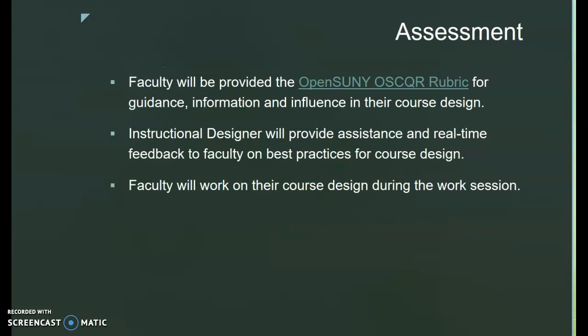Faculty will be provided the Open SUNY OSCAR rubric. This is a 50-point check system that allows for best course design practices for an online class. The OSCAR rubric will allow for guidance, information, and influence in the faculty's course design. Along with the OSCAR rubric, instructional designers will be on hand to provide assistance and real-time feedback to faculty on best practices for course design. Faculty will work on their course design during the work session.